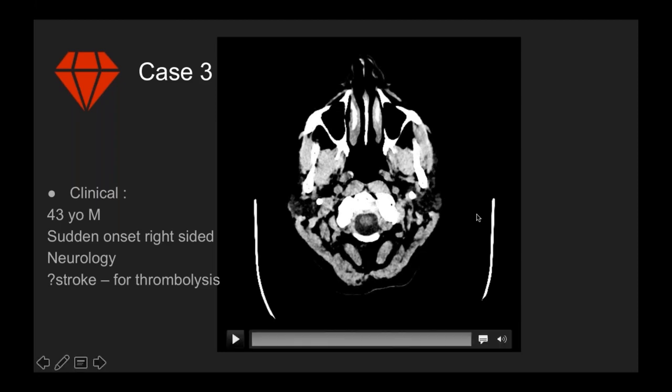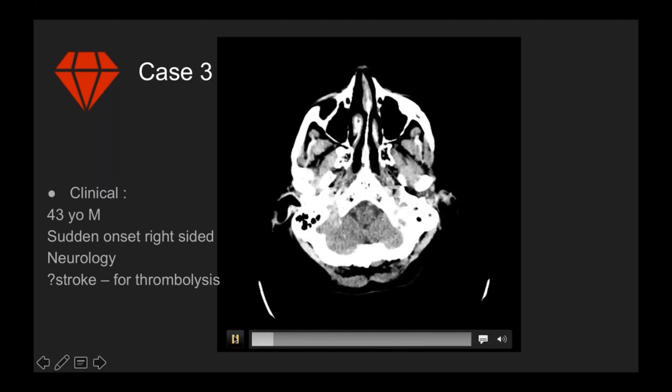Now, this is a 43-year-old male with a sudden onset right-sided neurology, and the stroke team has called you and they're saying, we think it's a stroke. Can you just tell us it's okay for thrombolysis? Okay.